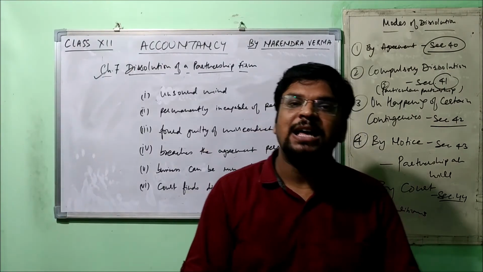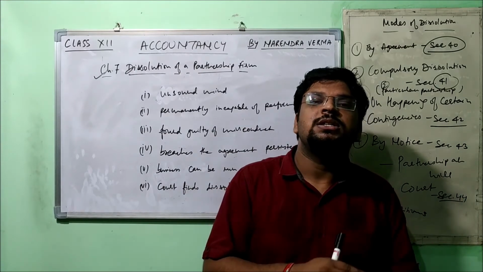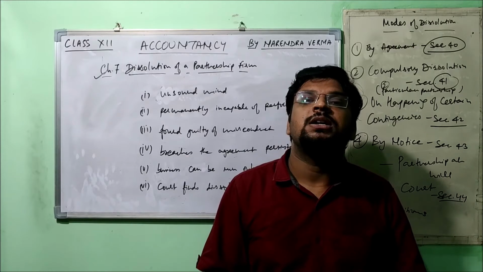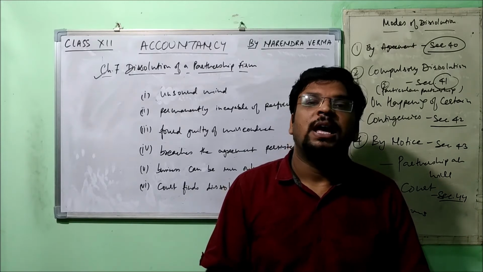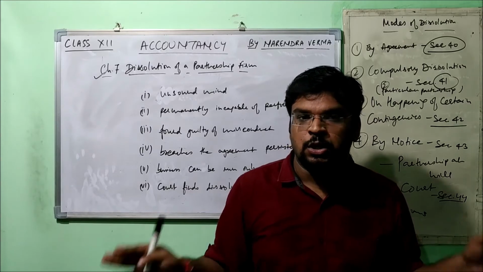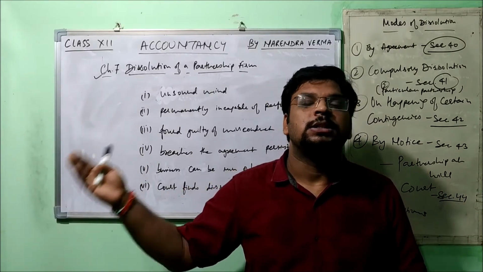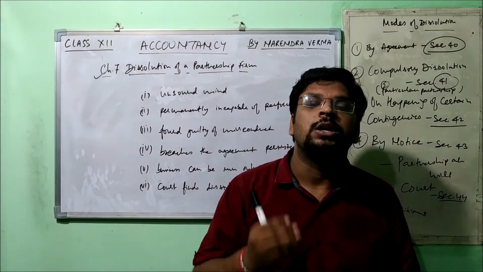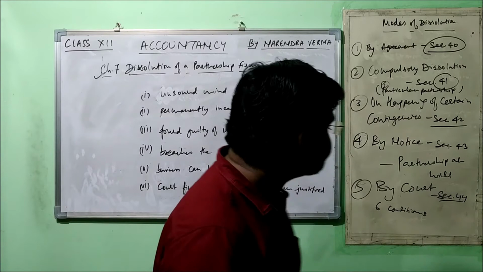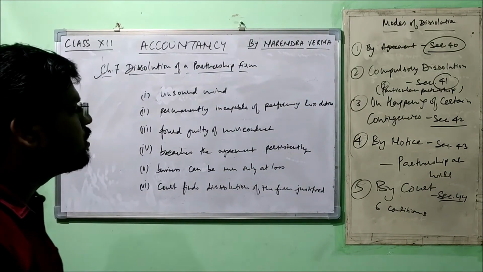Next point is business can be run only at loss. The business has reached a situation in which there is a huge loss. If the partners are willing to continue, then it can be run only at loss. There is no future of that business. So for the public interest and for the benefit of the partners, the court may give the judgment to dissolve the firm. Okay, last point, court finds dissolution of the firm justified.